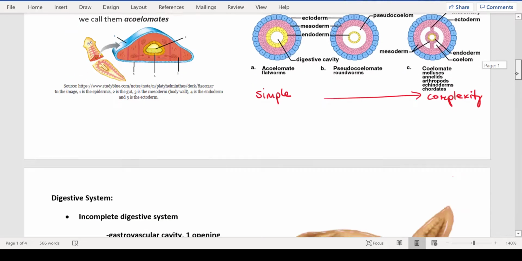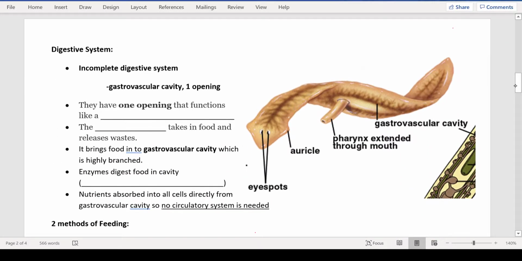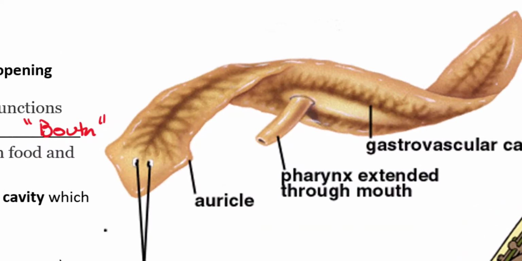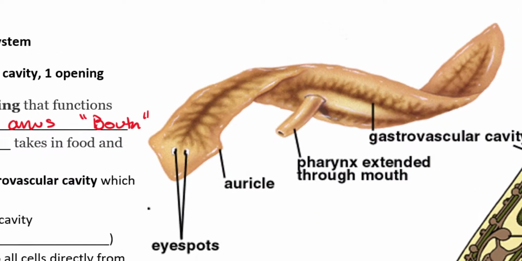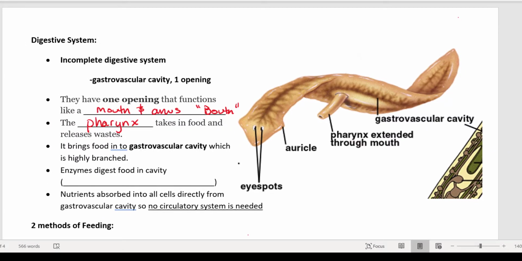That leads us into our digestive system, and this is just like Cnidaria. They have an incomplete digestive system. That means they have one opening, and the one opening functions like a mouth and anus, and we called that a mouth-anus last time. The pharynx takes in food and releases wastes, and it brings food into the gastrovascular cavity, just like Cnidaria. Then there are enzymes in that gastrovascular cavity that digest the food. This is called extracellular digestion.